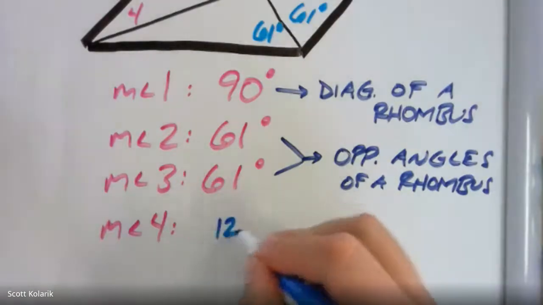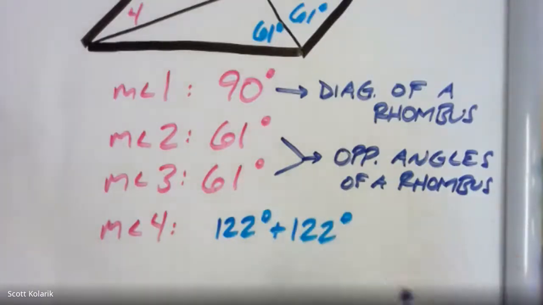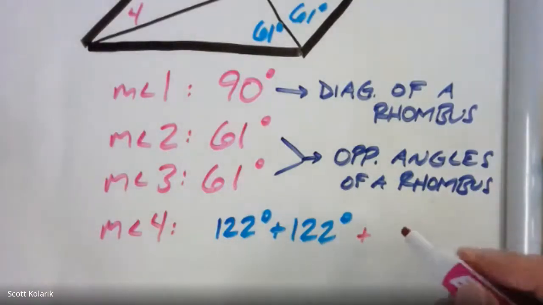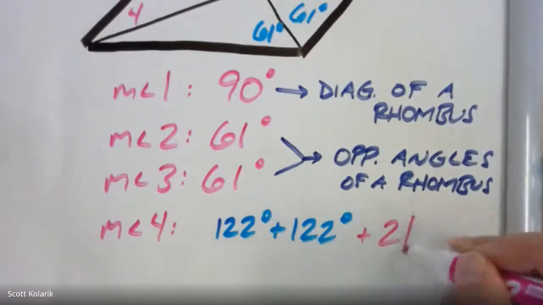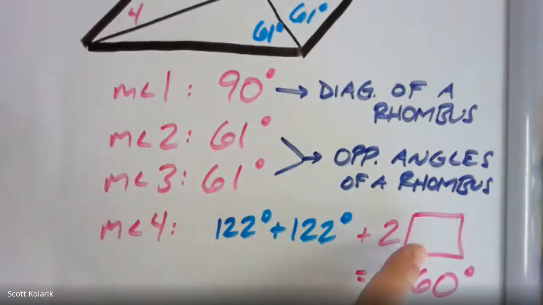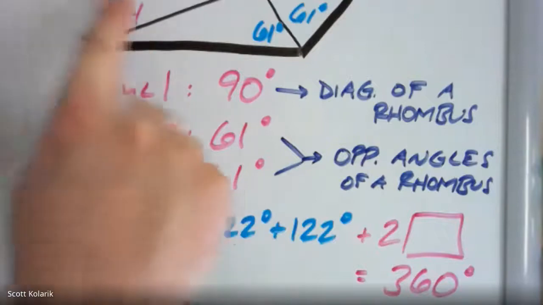I could take the 122 of the bottom right corner, add it to the 122 of the top left corner, and then basically I know I have two other corners I need to find, right? And so let's say my missing piece, 2 times my missing piece is equal to 360 degrees. Let me explain that really quickly. This missing piece here represents a missing corner, this entire bottom left-hand corner.